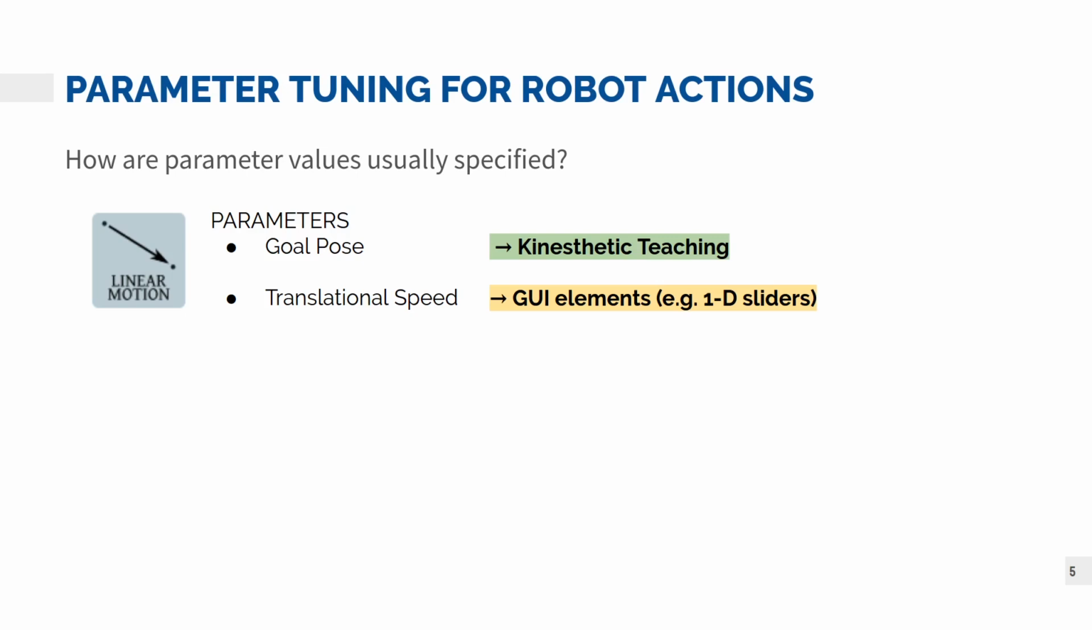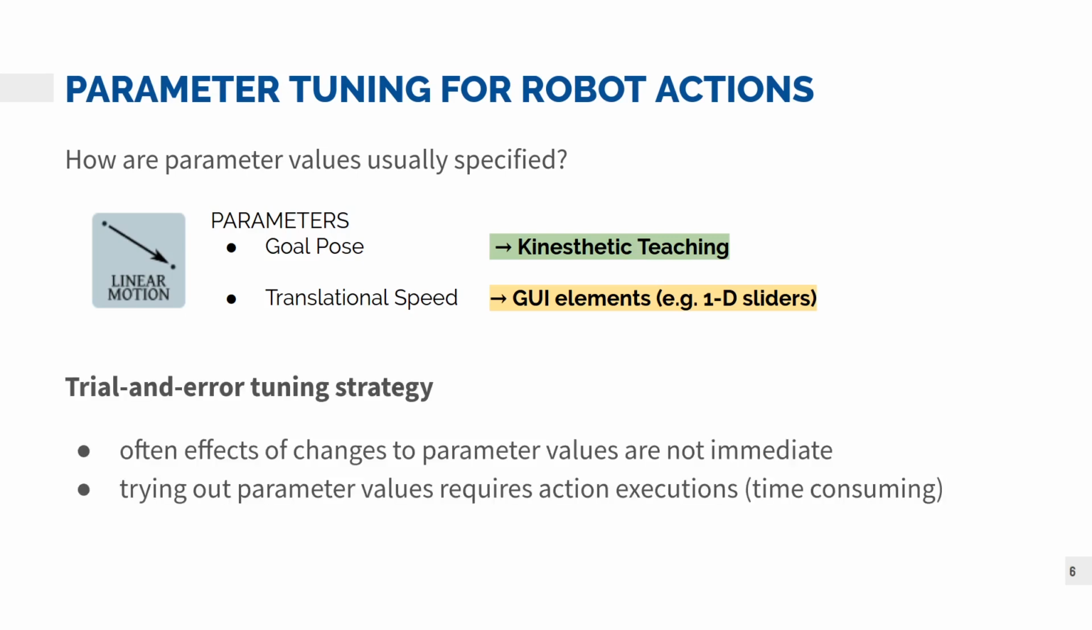For other parameters, however, like the speed of this linear motion, no intuitive or sufficiently reliable interfaces are available. Consequently, their tuning is often performed manually through GUI elements like sliders. This causes a time-consuming trial-and-error tuning process, where a parameter value is selected from the GUI for the robot to execute the action. If the parameter is not immediately correct, as it is often the case, the action needs to be reverted. The user then needs to select a new parameter value and repeat the process.